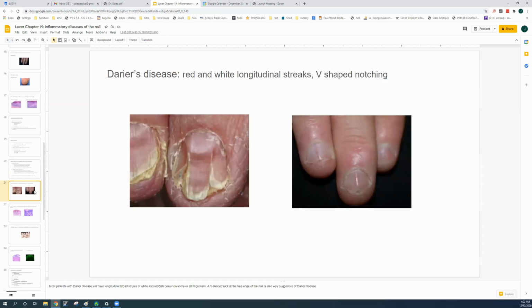Here's an example of Darier's disease with the red and white longitudinal streaks. Here's a nice example here. This is a little bit later stage. And this is not specific for Darier's disease, but this V-shaped nick at the free edge of the nail is suggestive. You can see it in other diseases.